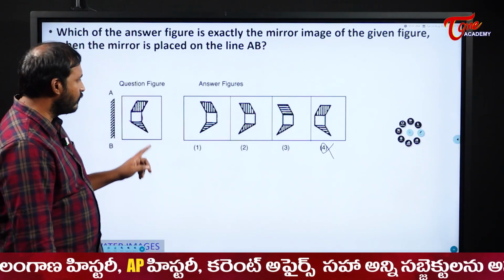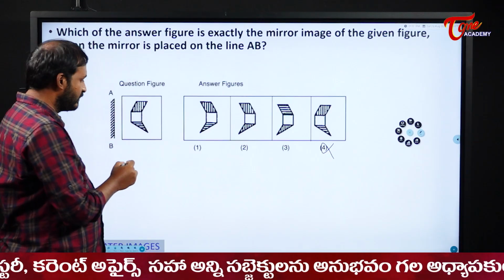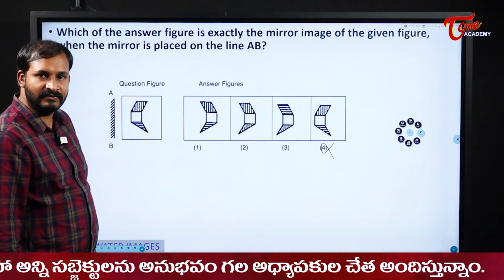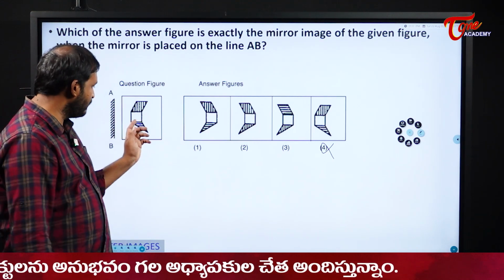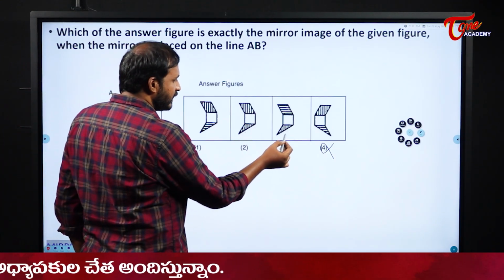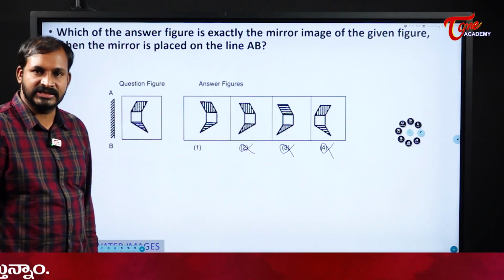Okay, sir. Now, please observe this. Now come to the answer. Now come to the internal lines. When it comes to this bottom one, in this triangle, the lines are in which manner? Horizontal manner. So in my answer also, it should be in the same horizontal manner. But please see here, in these two options, the lines are in the vertical manner. So these two options are deleted.